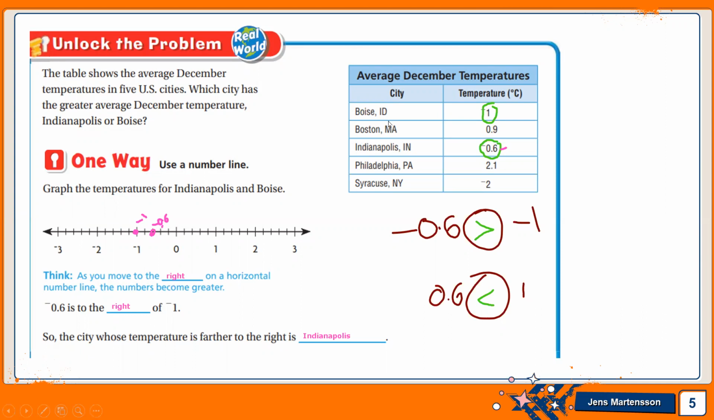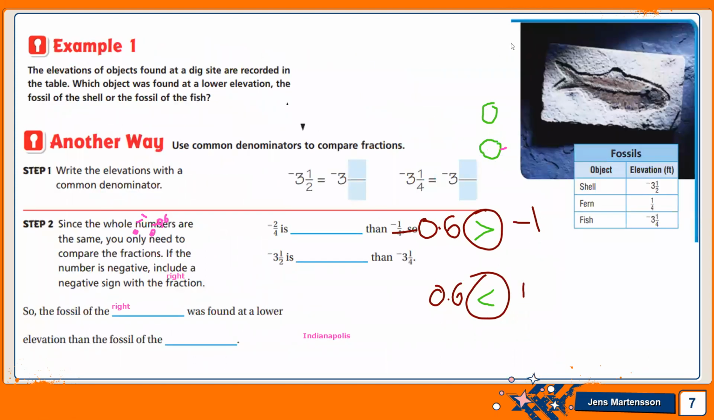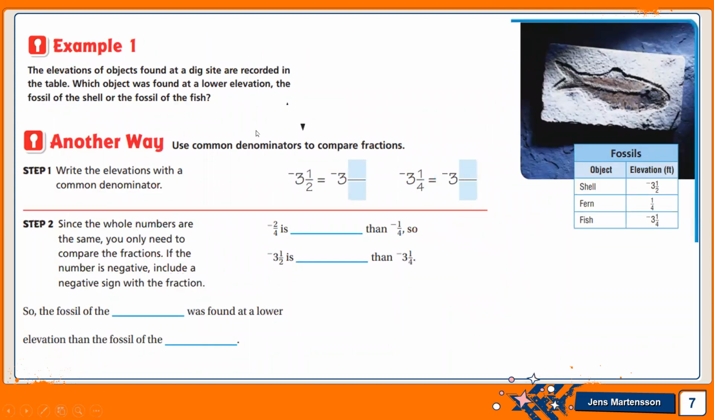So in this example, we compared an integer with a decimal. Now, in this example here, we have 2 fractions, and we're going to compare between them. The elevations of objects found at a dig site are recorded in the table. Which object was found at the lower elevation, the fossil of the shell or the fossil of the fish? The fossil of the shell is -3.5, compared with the fossil of the fish, which is -3 and 1/4.